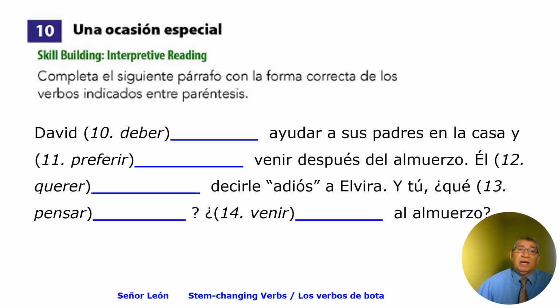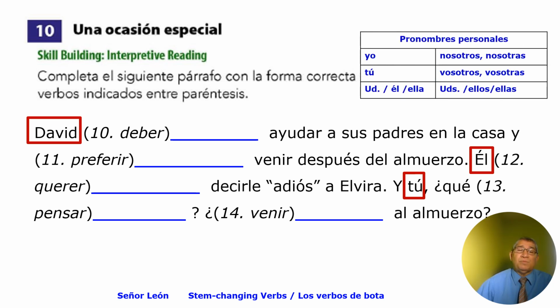And again, link the subject in the sentence with a subject pronoun before you conjugate the verbs. David, él, tú. Fantástico. Fantastic. This is step one.